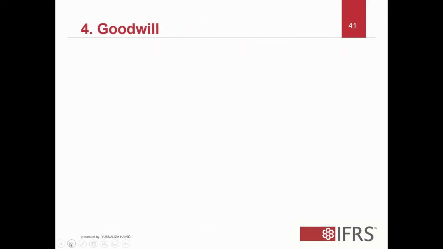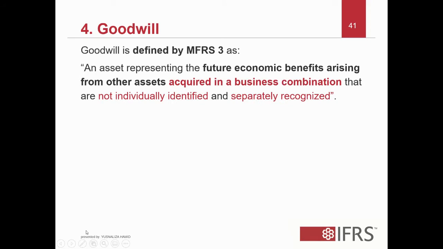Let's move on to goodwill now. What is goodwill actually? We are talking about purchase goodwill now. We're not talking about goodwill which is internally generated, which is not recognized under MFRS 138 or IAS 38, which is intangible asset. You're talking about the goodwill as defined by MFRS 3 as the asset. It is defined as an asset that represents the future economic benefits arising from other assets acquired in a business combination that are not individually identified and separately recognized.